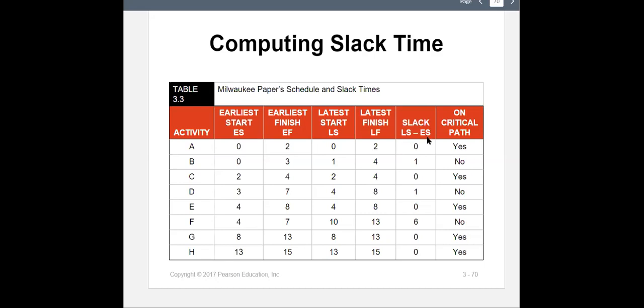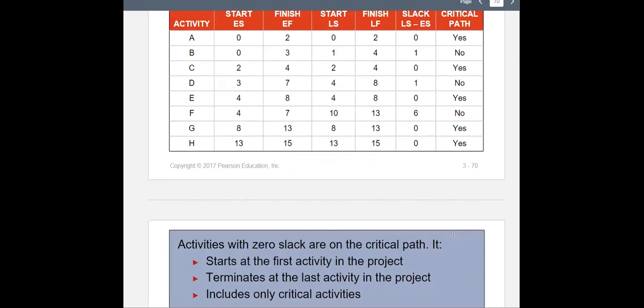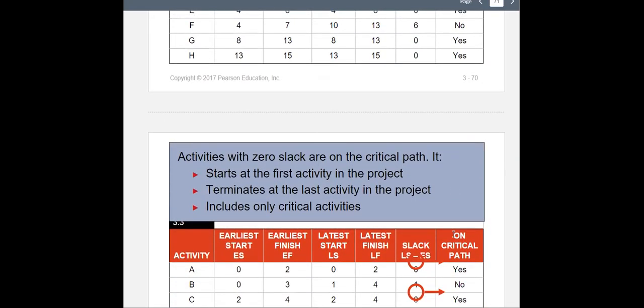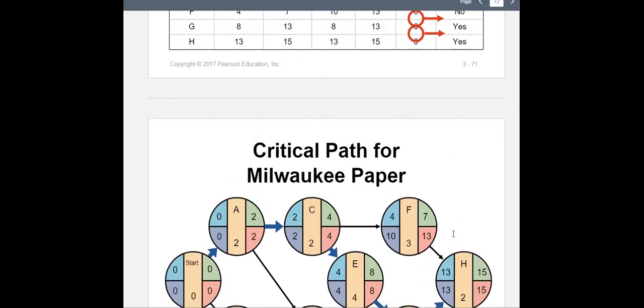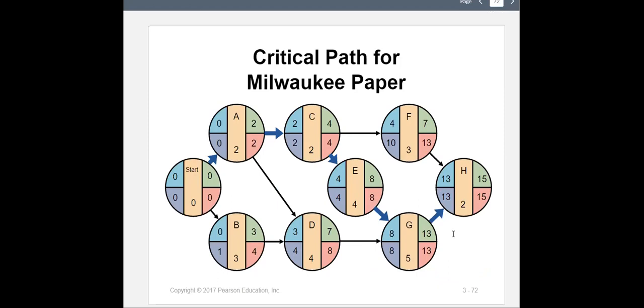So on exams and homework, you will have questions like this. Either this table is given to you and you're asked to calculate the slack times, and then asked to put yes or no. For zeros, you put yes. For the non-zeros, you put no. And then from here, we can actually create and represent the critical path on our network.